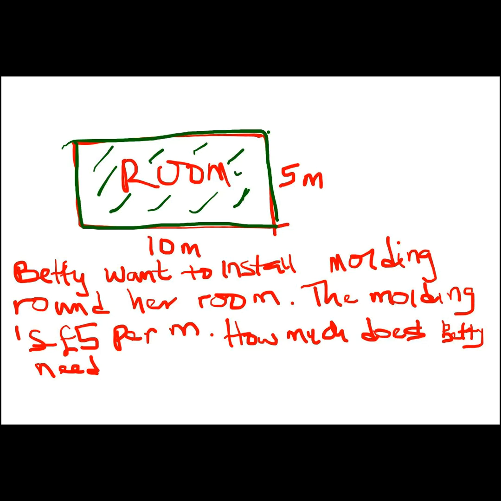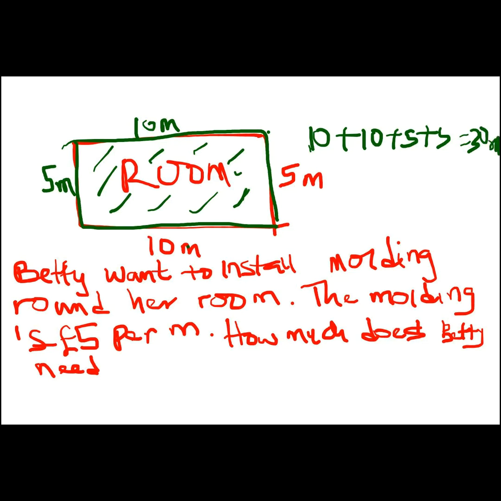30 is the perimeter because if this one is 10, the other part is going to be 10. And this one is going to be 5. So you now add them all together. It's going to be 10 plus 10 plus 5 plus 5, plus 5. That gives you 30. It's going to be 30 meters.